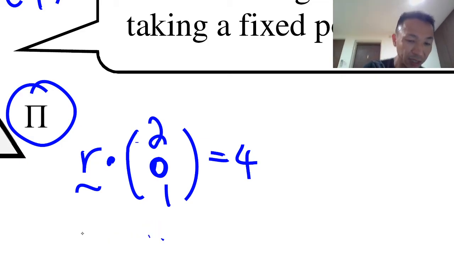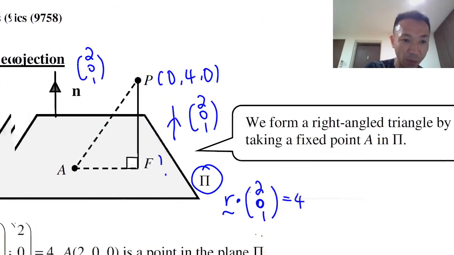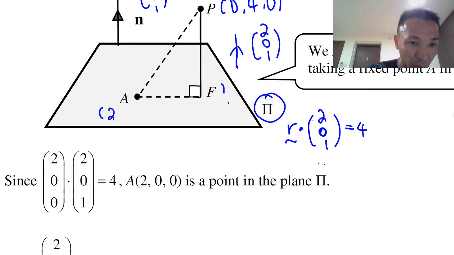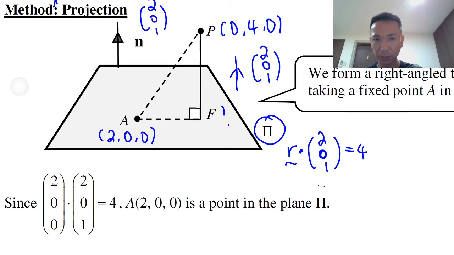For convenience, we have taken the point A, where A is the point (2, 0, 0). There's nothing magical about the point A. As long as a point on the plane is good enough, you can put (0, 0, 4), it doesn't really matter. Later on, you find the answer is the same. Okay? So let's assume a point (2, 0, 0).